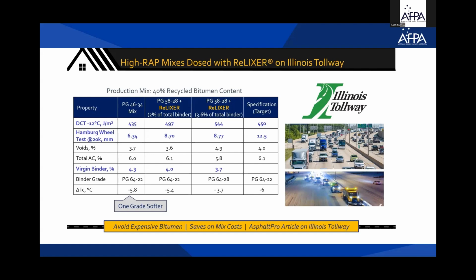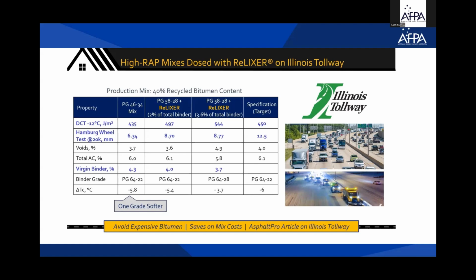They wanted a slightly higher amount of Relixer to see if indeed they could improve on this number, the DCT number, while at the same time keeping the Hamburg wheel tracking or the rutting resistance in check. Indeed, we were able to do that and put down roadways with that. This is all mix produced, lab tested data.